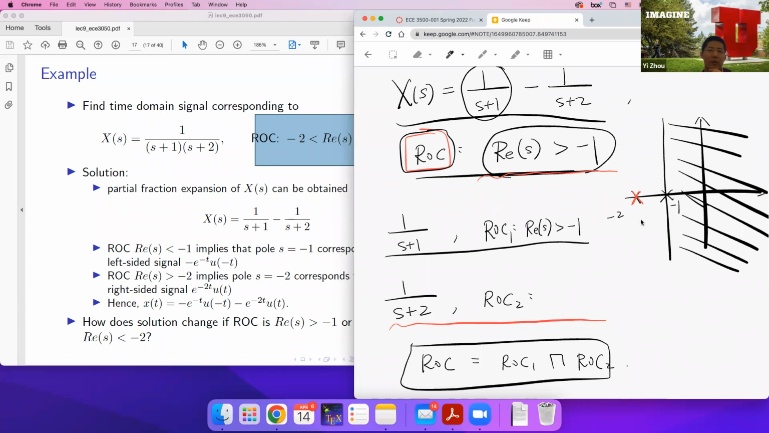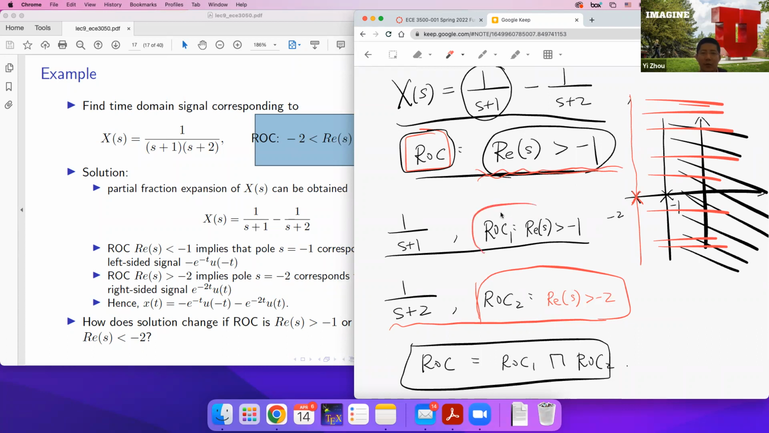So this case should not hold. That implies that we can only have ROC2 to the right of negative 2. This is the only case we can have, and you can see that this is consistent. If you take the intersection of these two, you will get the same overall region of convergence, because this one is stronger, it's to the right of negative 1. Or from the figure, you can see that the red one covers the first ROC. So by taking the intersection, the overall ROC would be to the right of negative 1 only.